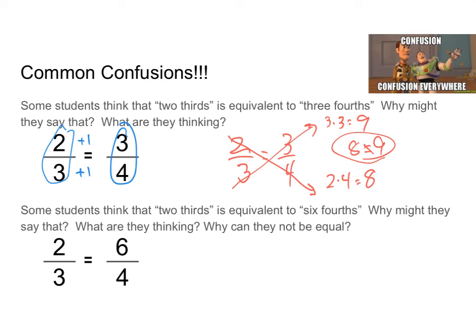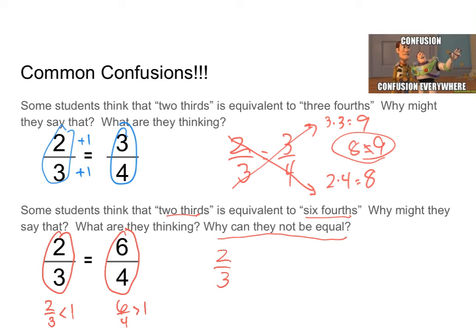Other students might think that 2/3 is equivalent to 6/4. What might they be thinking? Why can they not be equal? Is 2/3 more or less than 1? Is 6/4 more or less than 1? 2/3 is less than 1, and 6/4 is greater than 1, because 4/4 is 1. Therefore, they cannot be equal. Again, we can also prove that with cross products. 2/3, 6/4, the cross products would be 18, and 8. Since 8 does not equal 18, the ratios are not equal.